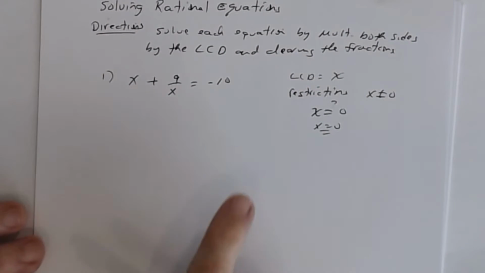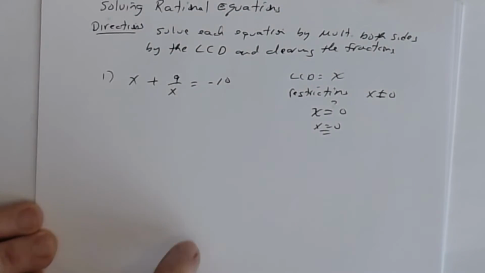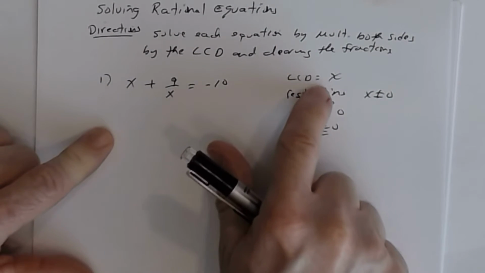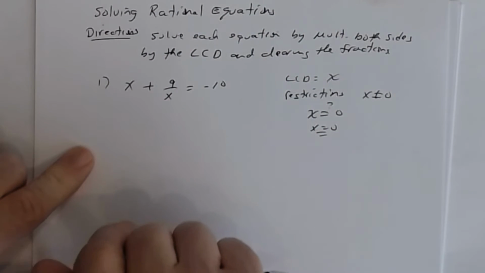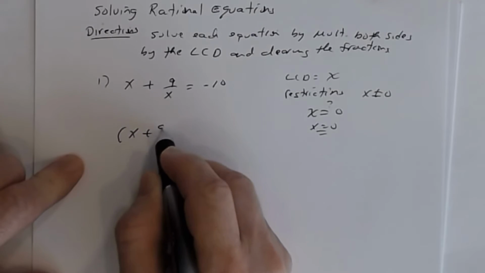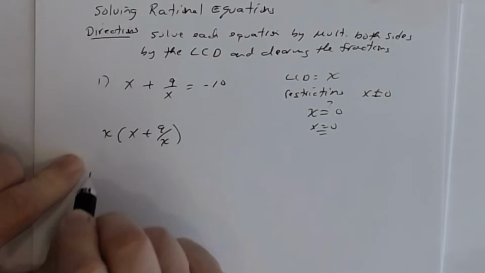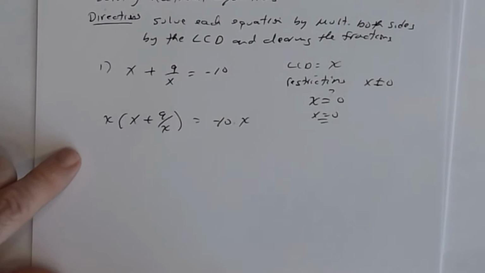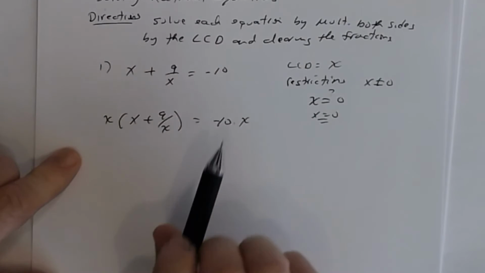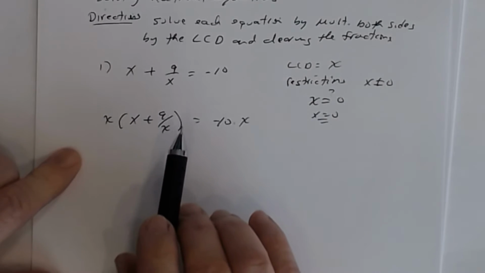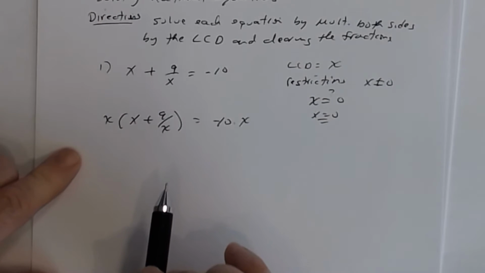All right, now let's talk about how you're going to do these directions. The direction says: multiply both sides by the LCD. Once you find the LCD, you're going to multiply both sides by it. You put x plus 9 divided by x in parentheses and multiply by the LCD, and you multiply the other side by the LCD as well. That is the way you're supposed to do this according to the directions and according to the resource that was provided with the worksheet that you had to turn in.